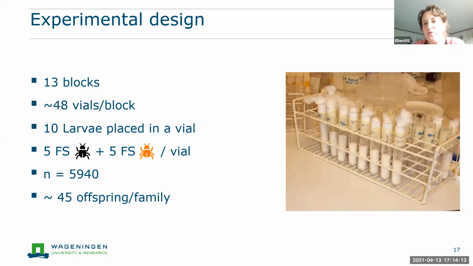And at the end of the experiment, we had almost 6,000 individuals with individual phenotypes. So a phenotype for body weight and development time. And based on that, we could calculate the growth rate. And we had approximately 45 offspring per family.